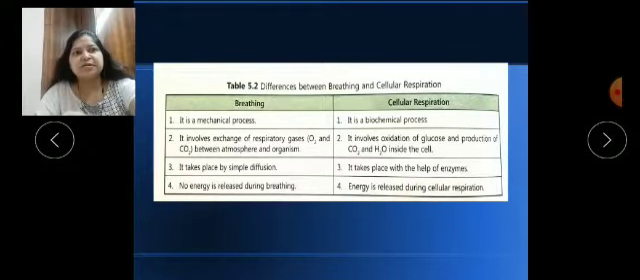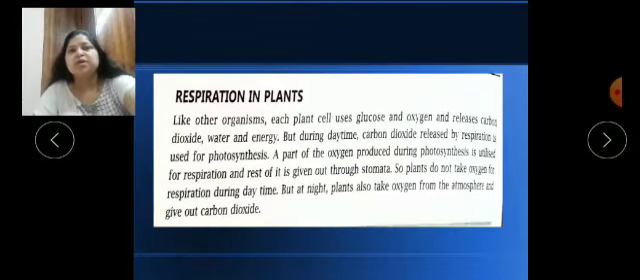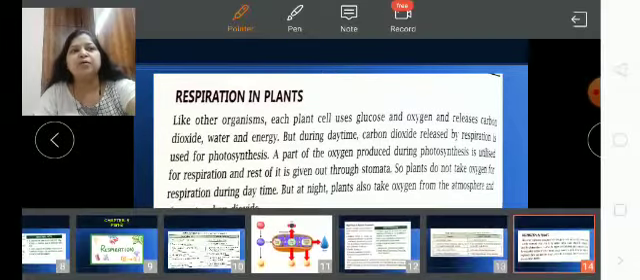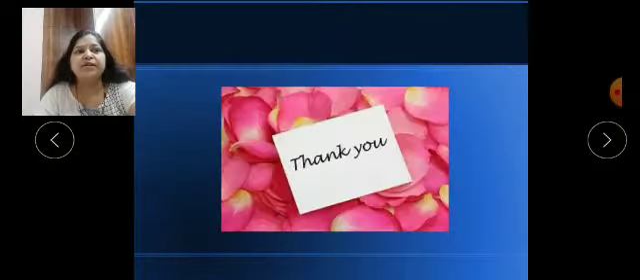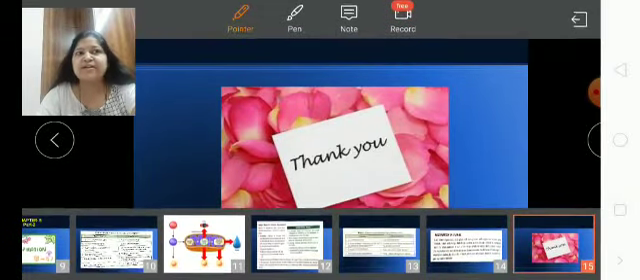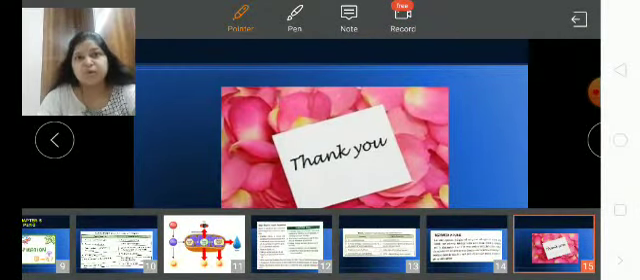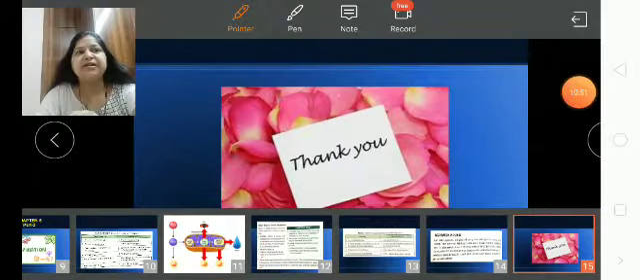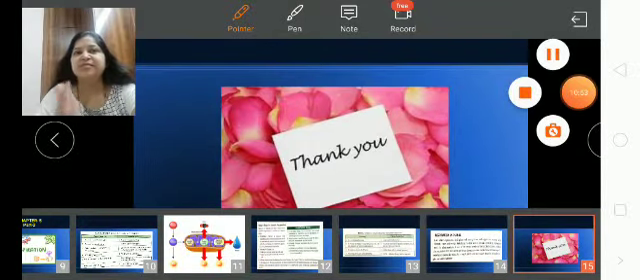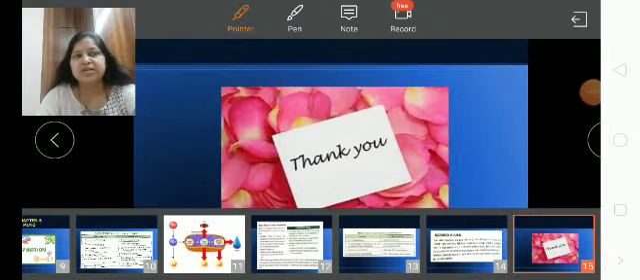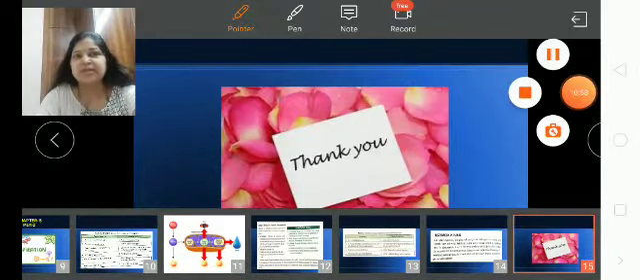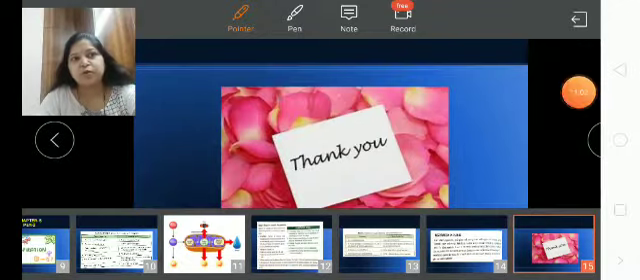So please go through the chapter. In the next class I will explain how respiration takes place inside the plant. The plant also has a respiratory organ which is called stomata. So please read the chapter, and in the Zoom class I will ask you questions related to this. Please have a look, go through the chapter.